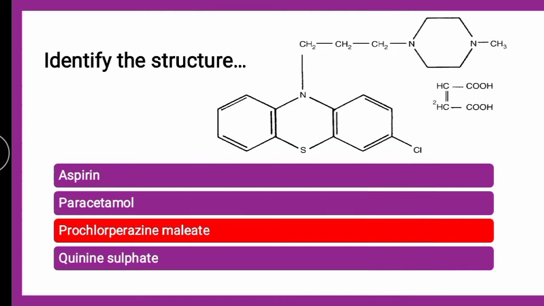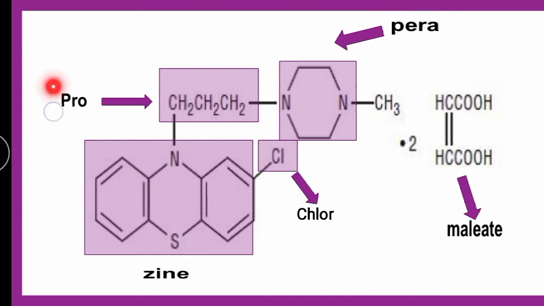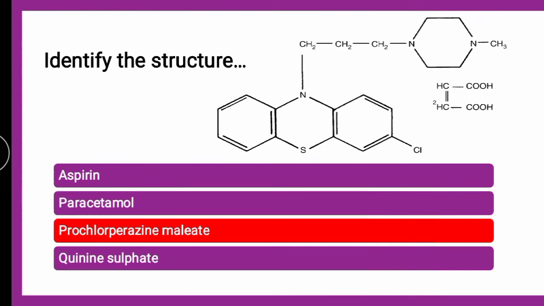Now how will you identify that it is prochlorperazine maleate? The very first clue is the maleic acid, the maleate salt. Then how will you remember prochlorperazine? Pro stands for propyl, chlor stands for chlorine, para stands for piperazine, and PTZ is phenothiazine. So prochlorperazine contains a phenothiazine heterocycle along with piperazine. So this one is nothing but prochlorperazine maleate.